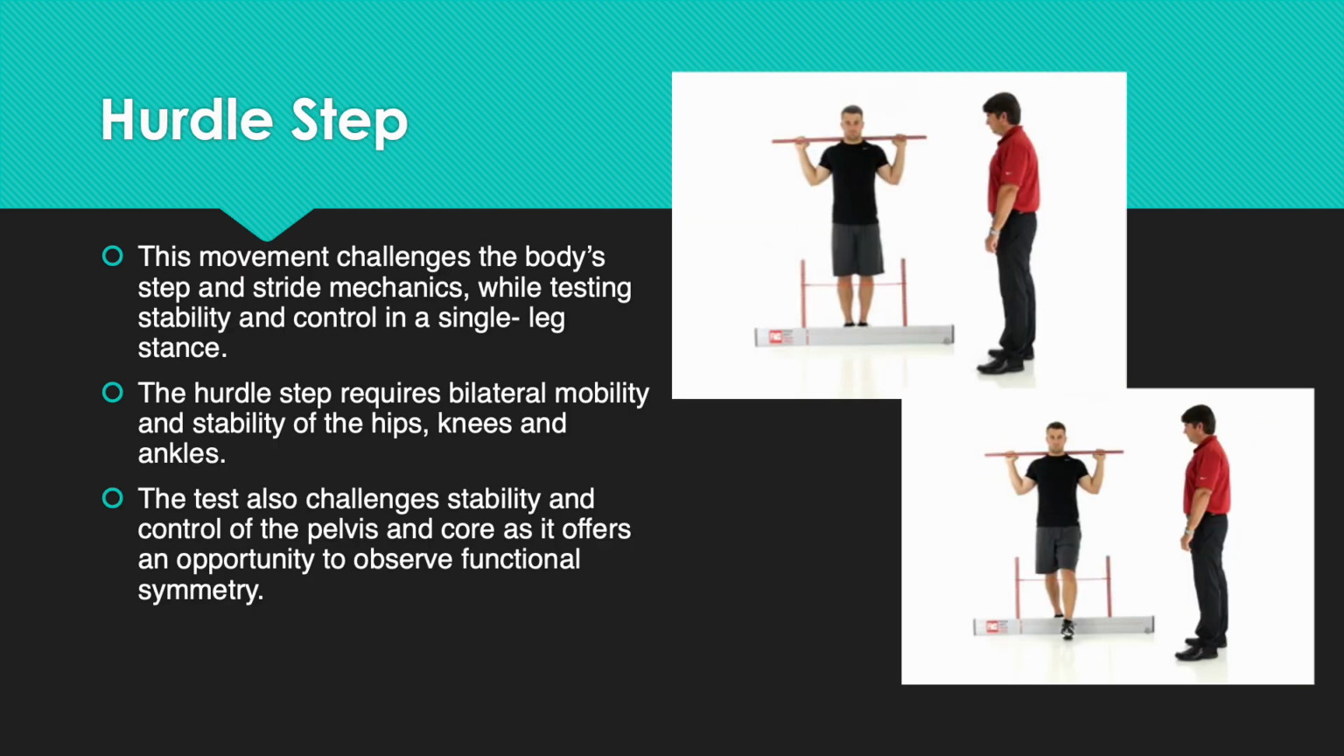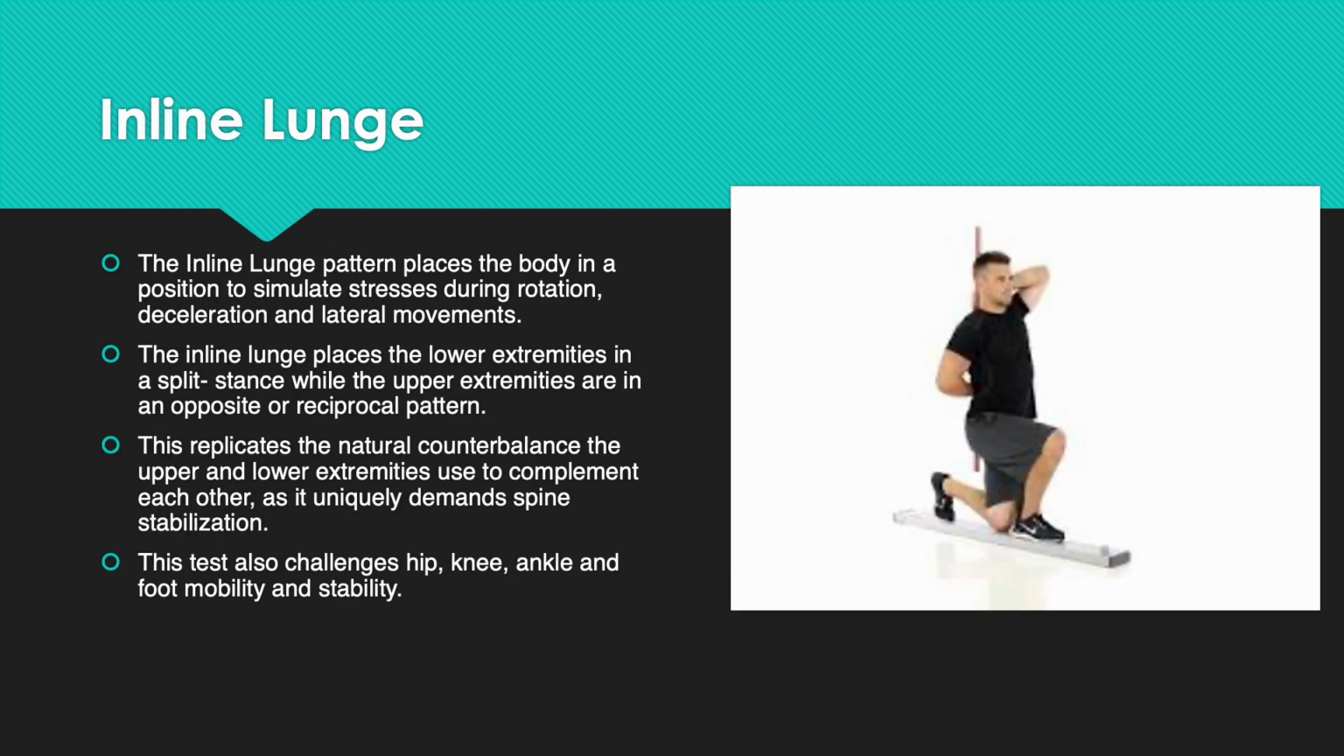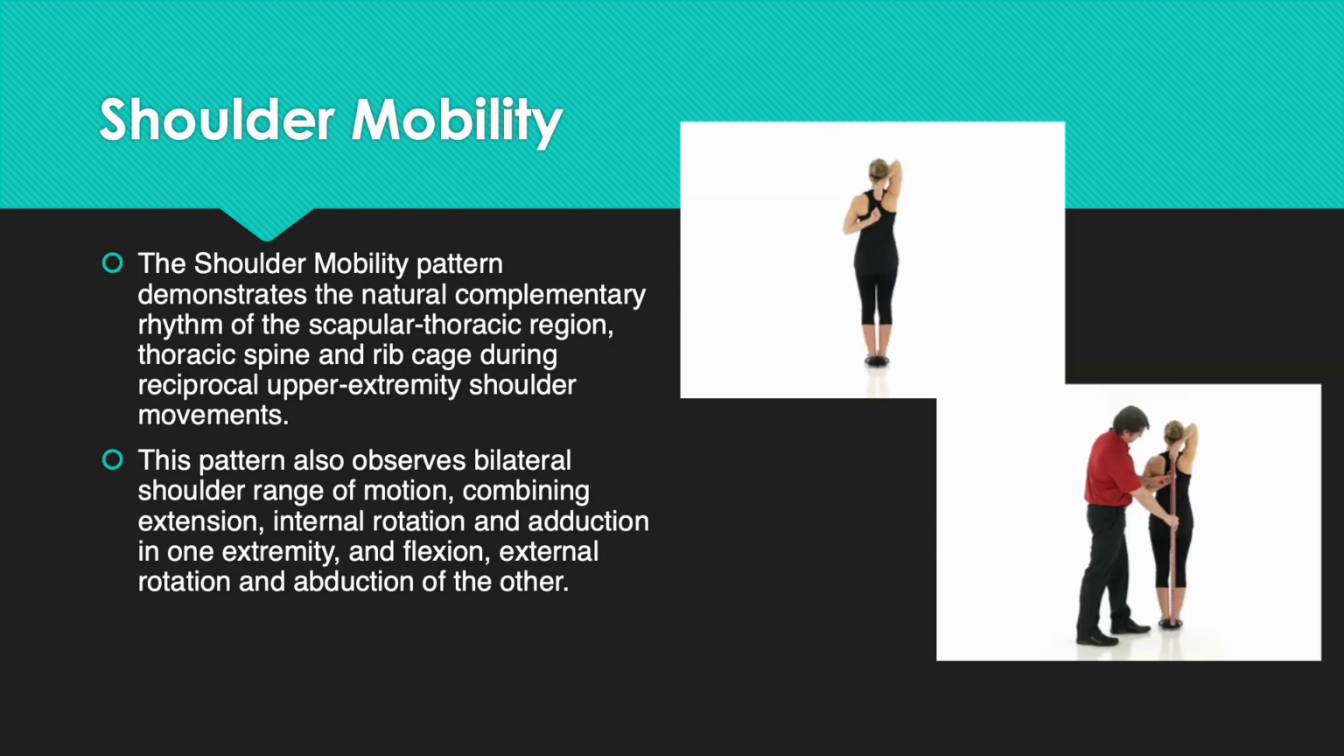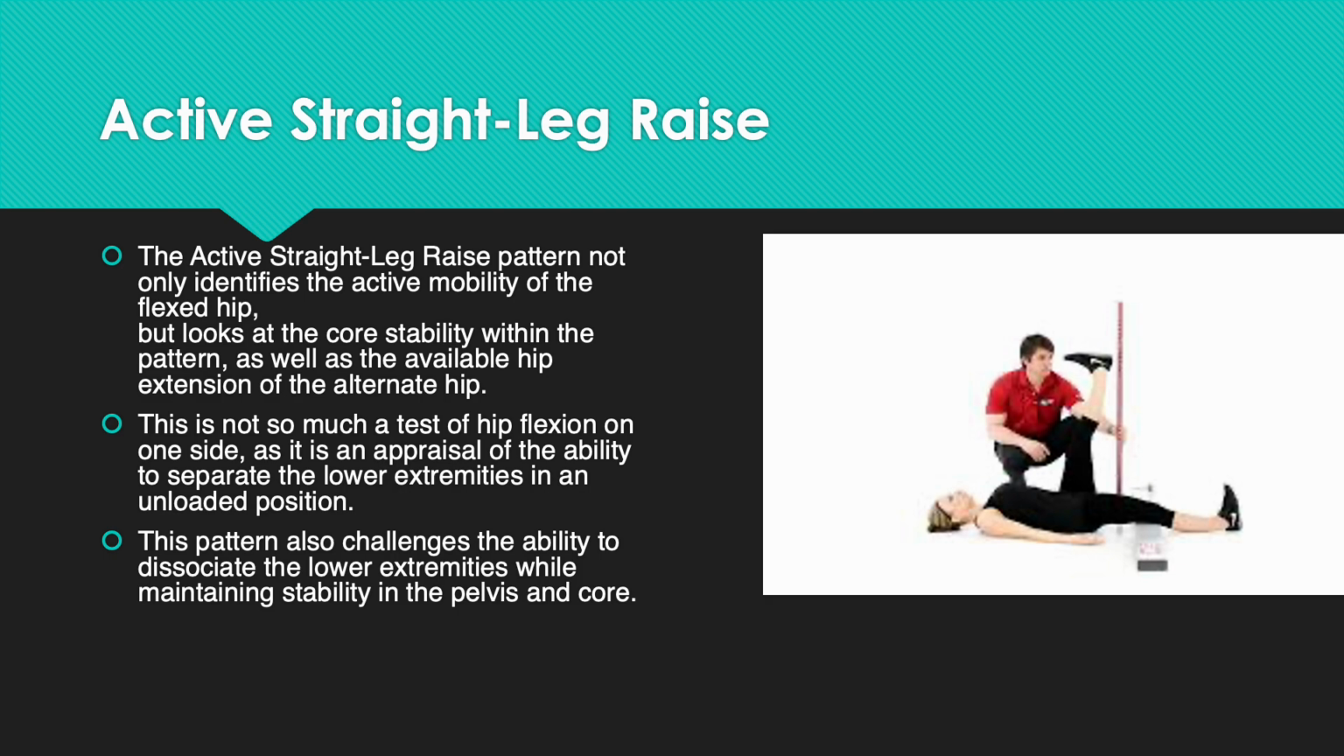Next is the hurdle step, and this challenges the body's step and stride mechanics. This is a test that's also done bilaterally. Next is the inline lunge, and this pattern places the body in a position to simulate stresses during rotation, deceleration, and lateral movements. Next, we have the shoulder mobility test and the active straight leg raise.